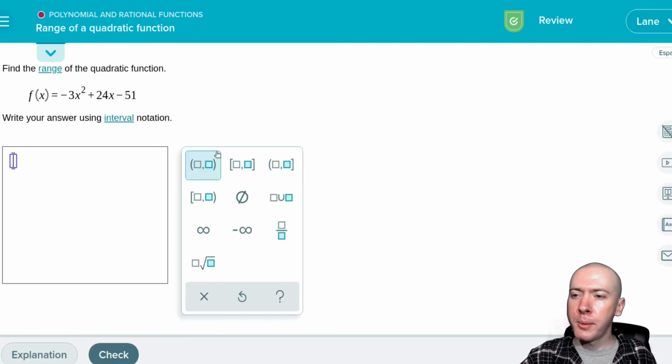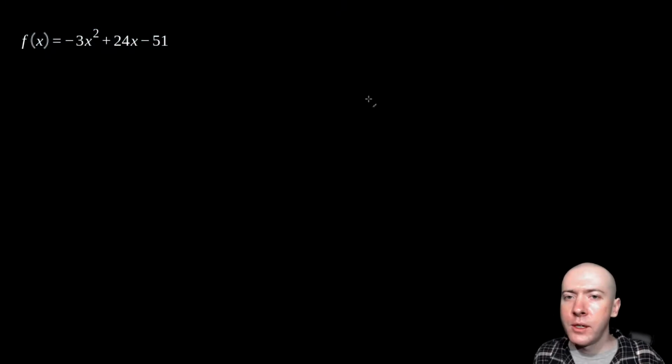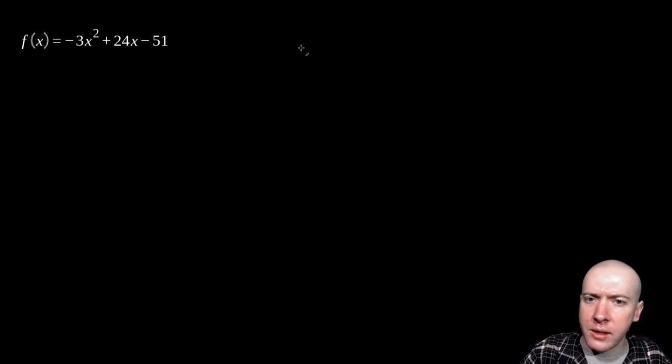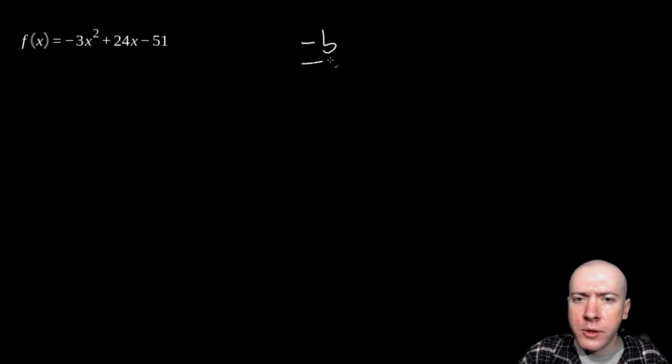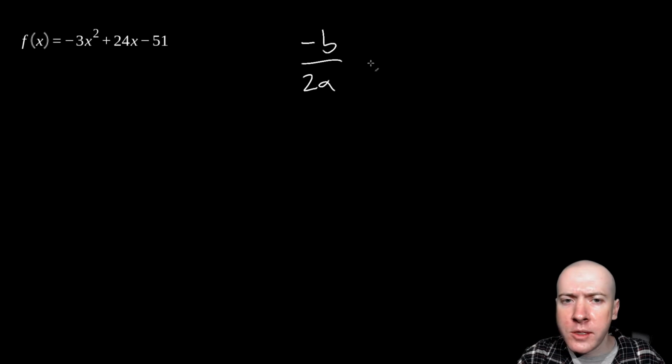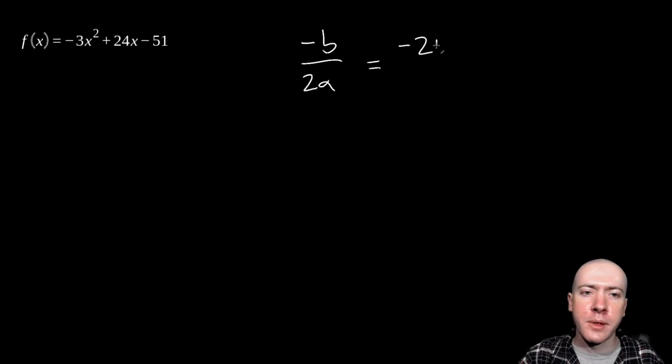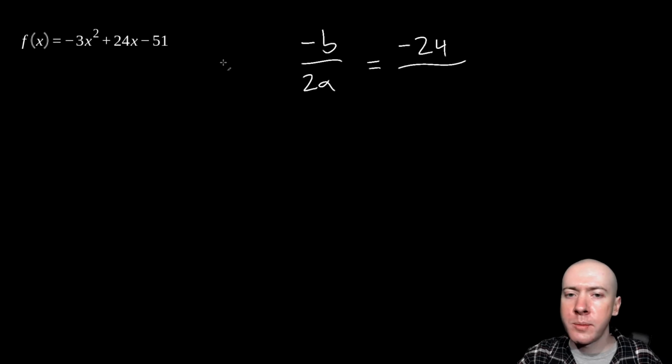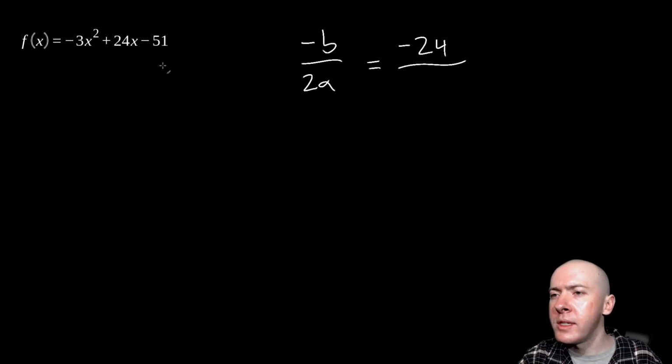Let's do another problem. All right, so the x-coordinate of the vertex is going to be at negative b over 2a. So what will that be? Let's see. Negative b is going to be negative 24. And 2 times a is 2 times negative 3.